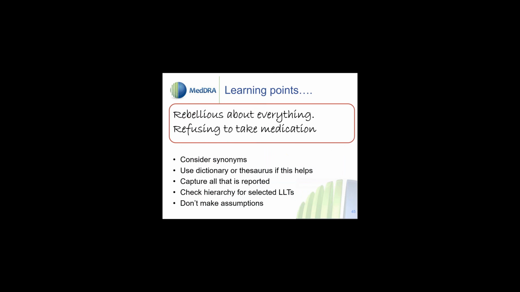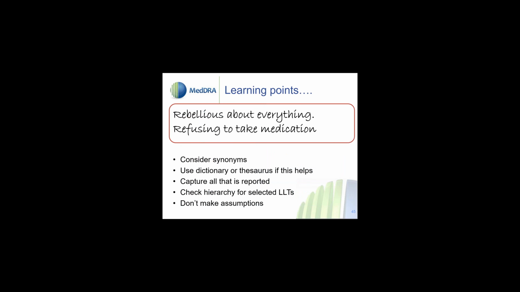What we could easily see is that deviations of attitude and behavior are not easy to code. You will have to explore the relevant HLTs and psychiatric disorders in this instance for suitable terms, and you will have to use synonyms and consult dictionaries in order to be able to distinguish these concepts. It is also important to check the hierarchy of the selected LLTs, a basic rule that you should always apply when dealing with more difficult verbatims.